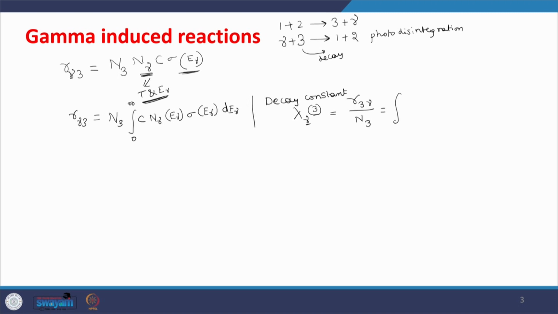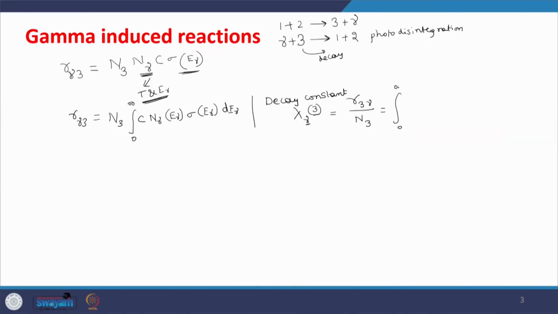In plus 2, when you have been taught the half life and decay constant, recollect that basic knowledge, it will be clear to you why I have written the ratio of rate of nuclear reaction and the number density of nuclei designated with number 3. Okay. The remaining term looks the same, like 0 to infinity, velocity c, number of gamma, which is a function of E gamma, and sigma of E gamma, dE gamma.